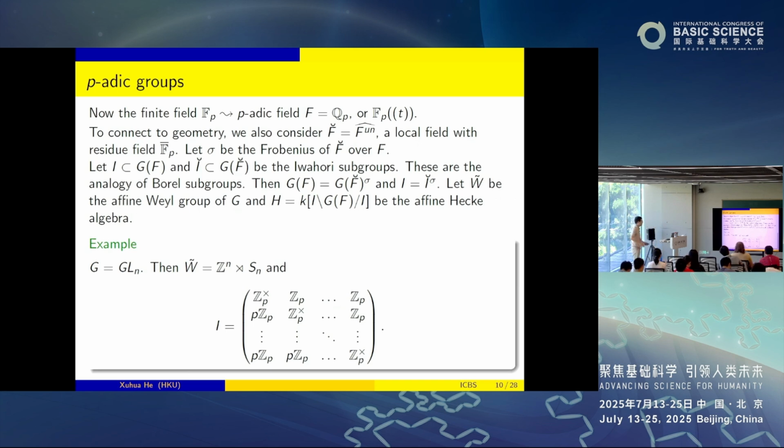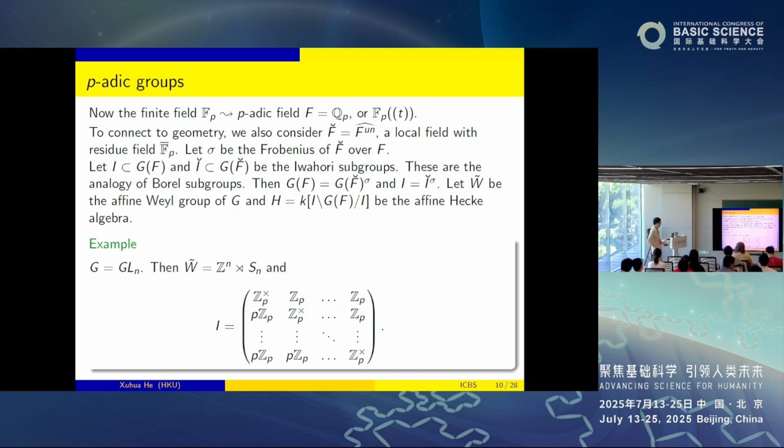Okay, so this has appeared in several of the previous talks, so I will just quickly go through this. I denote by F a p-adic field. F breve is a more geometric object, and this is the completion of the maximal unramified extension of F. And its residue field is F_p bar, so we can talk about the geometry. And we denote by I and I breve the Iwahori subgroups. These are related by the Frobenius action.